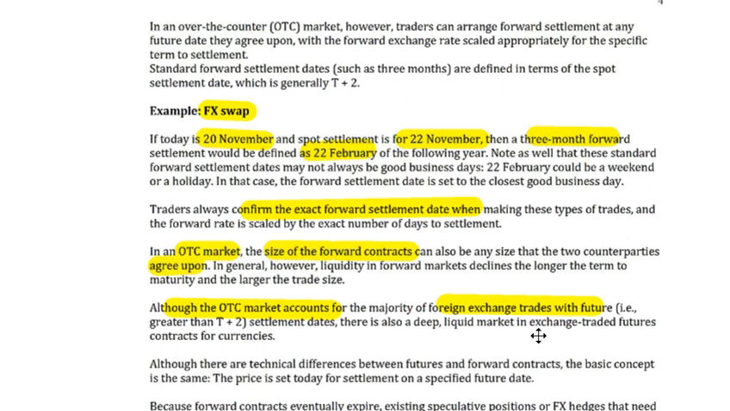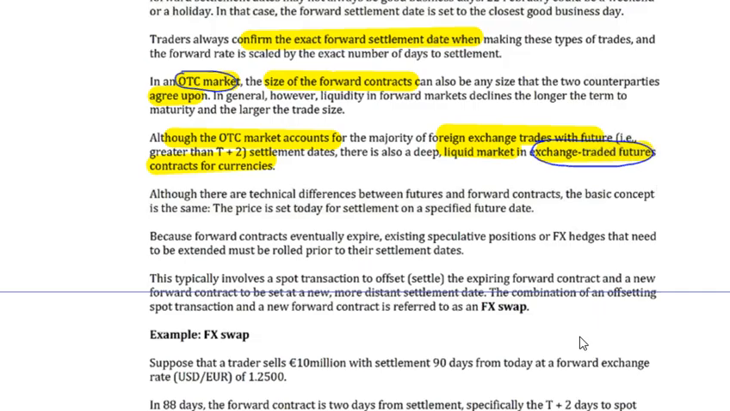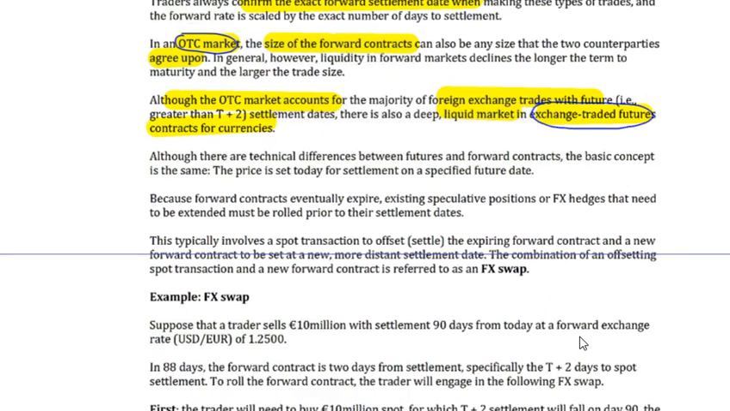And keep in mind as well, there's a very liquid market in exchange traded futures. Now remember, when we move away from OTC, which is over the counter between two parties, that's not very liquid at all. But when you move to exchange traded, in other words, it's traded on an exchange, yes, of course, the liquidity improves drastically. Let's have a look at our next item.